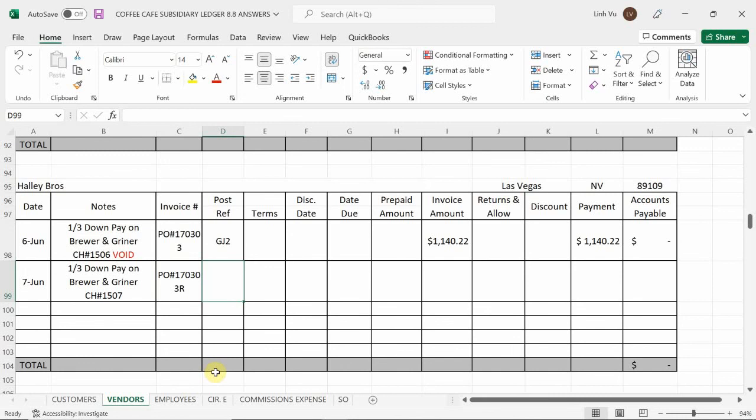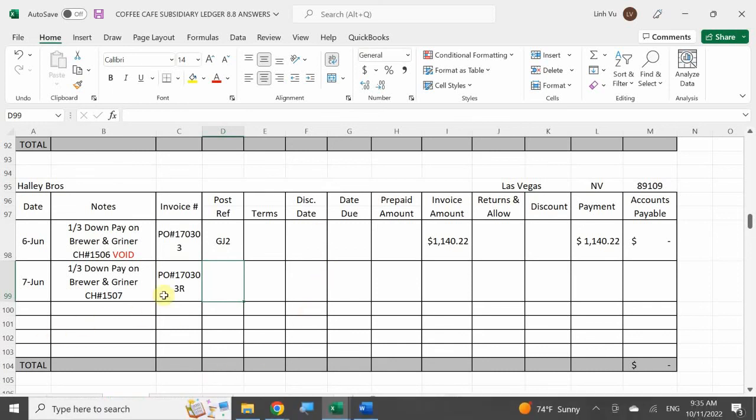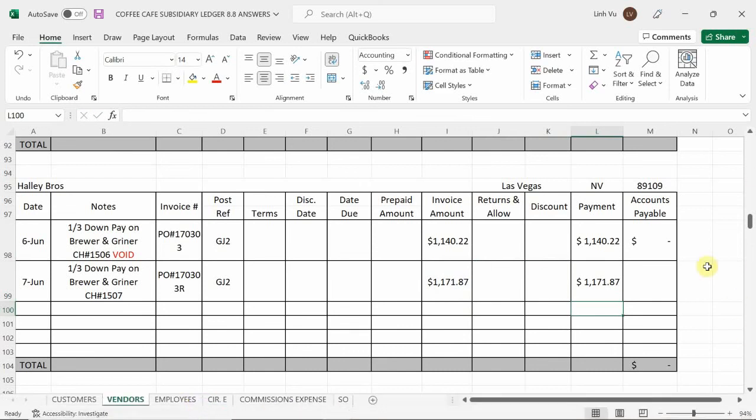Okay? So again, there you go. I'm creating a separate transaction so I can identify how much this check is written out for. Once again, my purchase order is going to tell me that I owe $1171.87, and my check number 1507 is also going to tell me that I made a payment for $1171.87. So if I run my formula, it should tell me that I owe Hallie Bros nothing, which is true. I don't owe them anything. They owe me a coffee brewer and a coffee grinder.